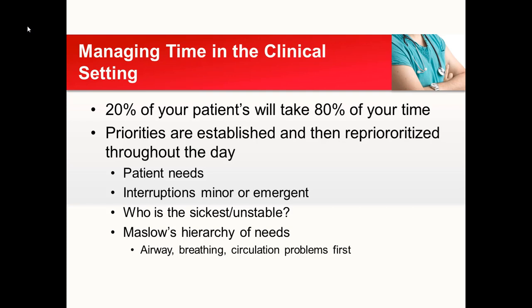Always use Maslow's hierarchy of needs. ABCs: airway, breathing, circulation. Any of those problems are number one. I heard a good one today. It's ABCDEs: airway, breathing, circulation, drips, drains, and equipment. Those are your priorities when you first walk into a patient room.